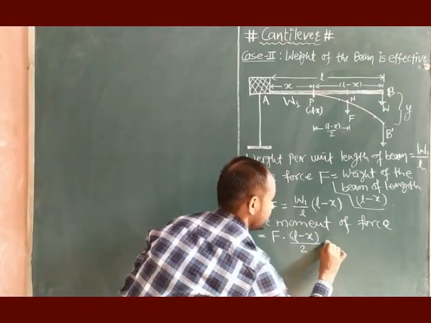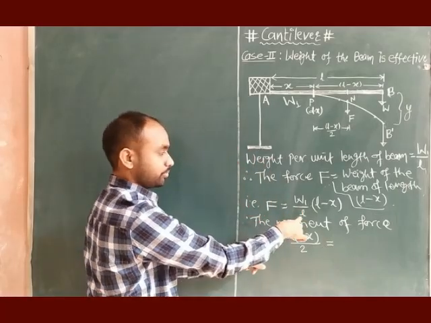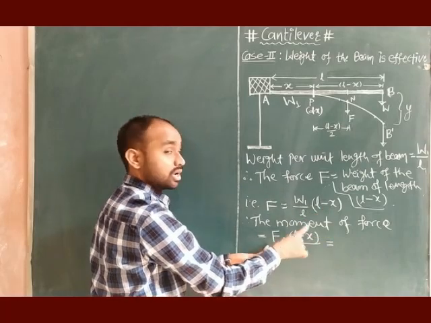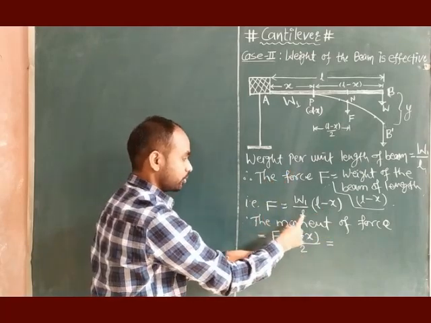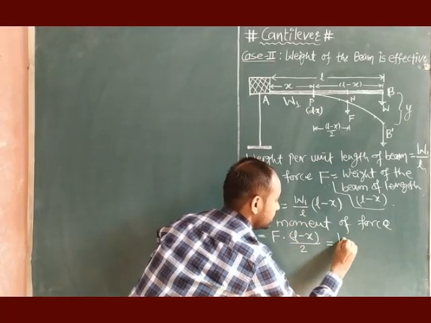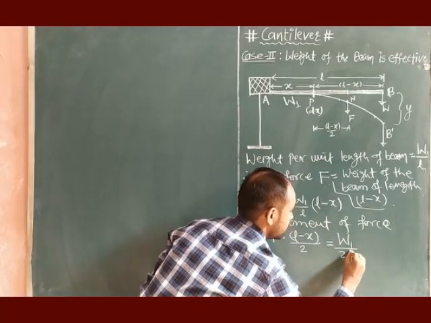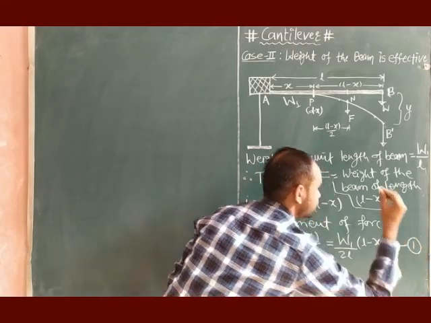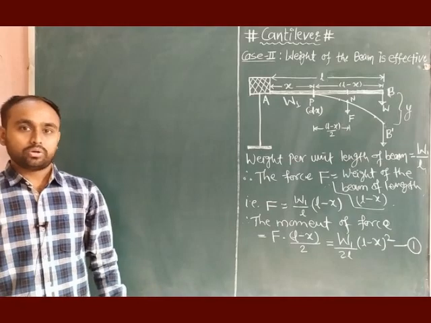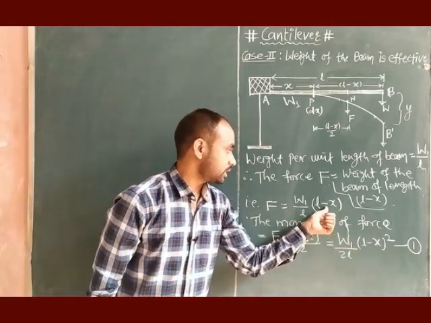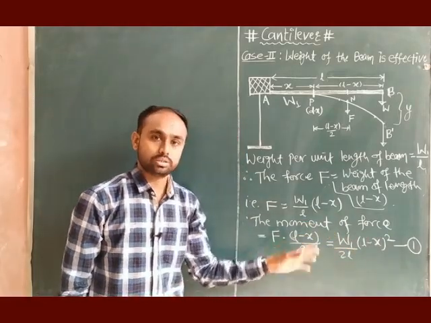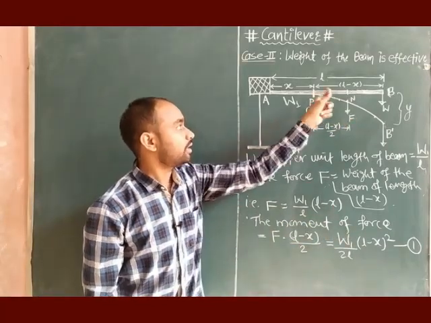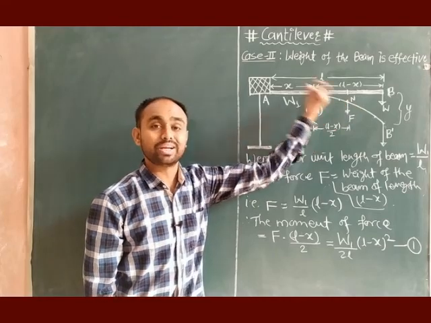Now let me write here. What is the value of F? F is W1 by L into L minus x. So I can write directly W1 divided by 2L into (L minus x) whole square. Let us name it equation 1. How does the square come? L minus x and L minus x, it's a square. So this is the moment of force experienced by the midpoint N of the beam of length L minus x.